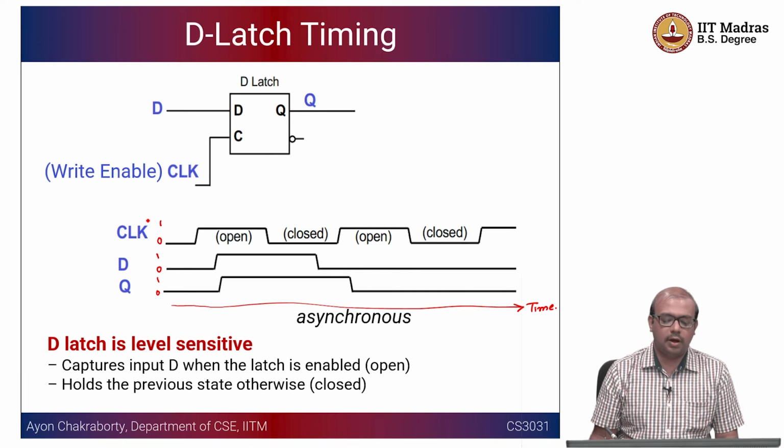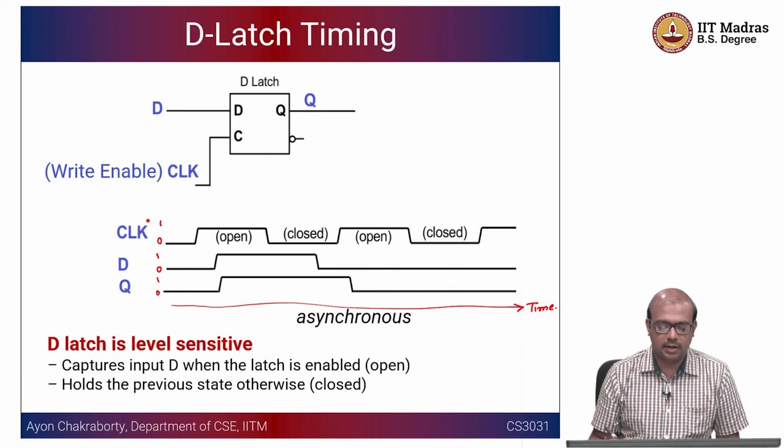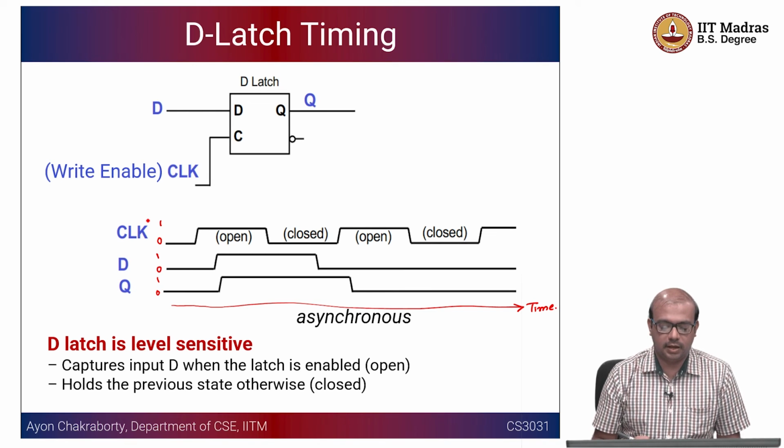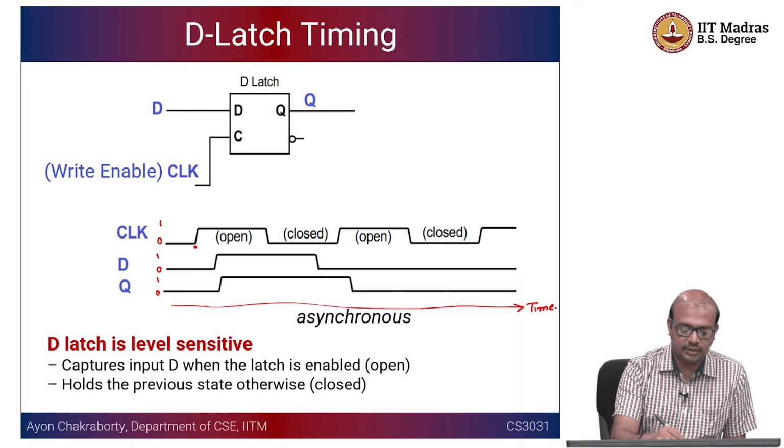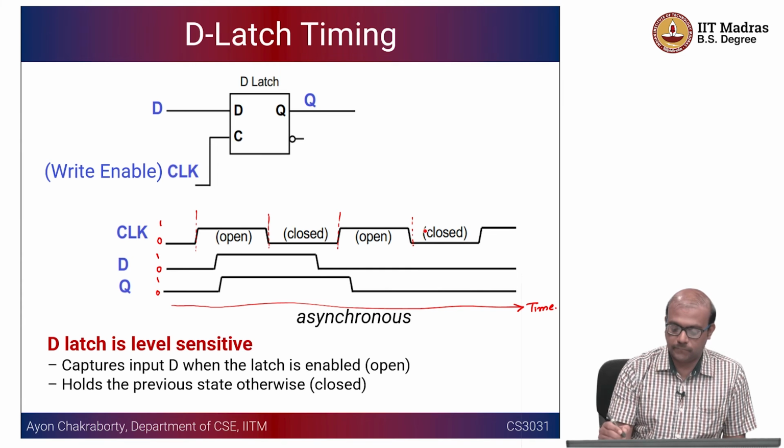Now we are all familiar with this particular circuit. We know that the clock is being used as write enable. If write enable is 1, in that case D is copied to Q. So in this particular circuit, these are the times where the clock is enabled, the write is enabled.